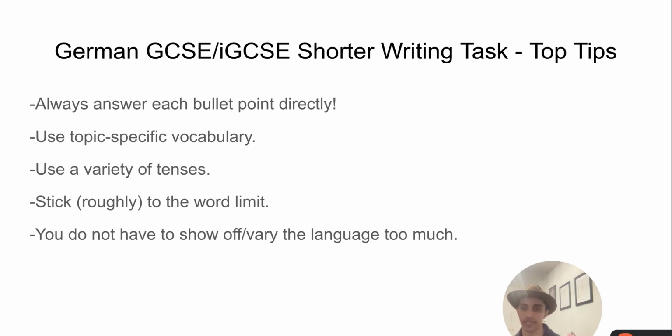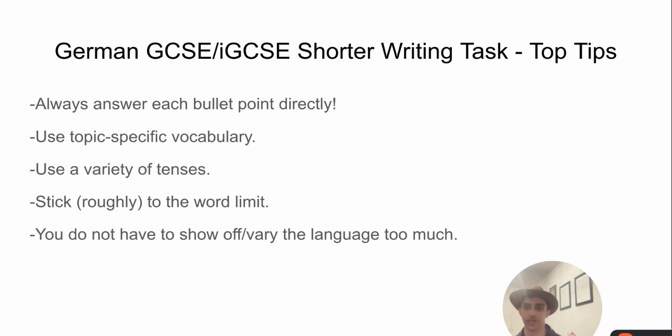Make sure to use some variety of tenses. The actual bullet points themselves and the way that they're worded will often guide you towards using particular tenses. For example, if a bullet point asks you to write about what you did last week, then it's going to be more natural to use past tenses. If a bullet point asks you about what you're going to do next summer, of course, it's more standard, more natural to use the future tense when answering that bullet point, even maybe the conditional or the similar tenses too.